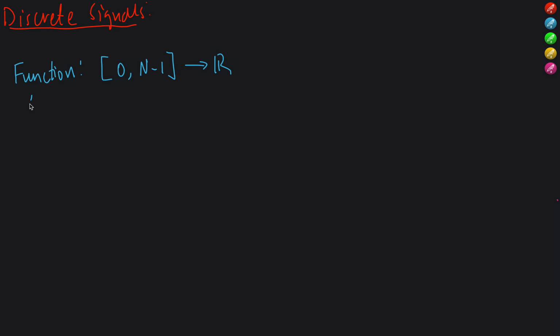We call it x of n. So this says my x is a signal that takes in an n value from this set, where this set 0 to n minus 1 is 0, 1, 2, 3, up to n minus 2, n minus 1. So if n is 16, this is going from 0 up to 15. So it's going to take every point and map it to a real number.